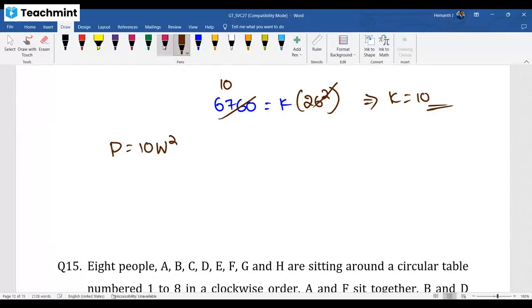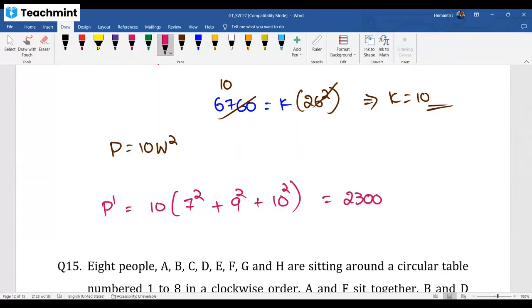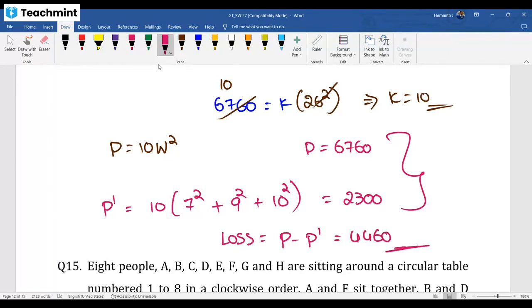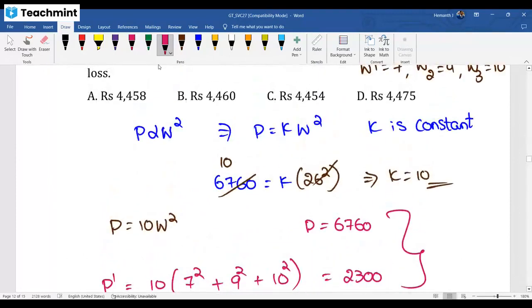What is the new price as it is split into 3 pieces? 10 into 7 square, one is divided into 7, one into 9 grams, one into 10 grams. This is the price you got, right? So 49, 149 and 81, 150 and 80, 230, 230 into 10 is 2300. Original cost 6760. Now the price of that is this, as it is broken, this price is this, loss is this. Because it is broken, they are losing 4460 rupees, there is a loss of 4460 rupees.